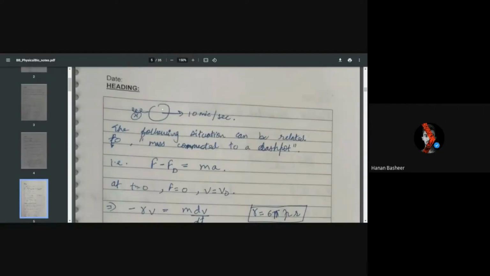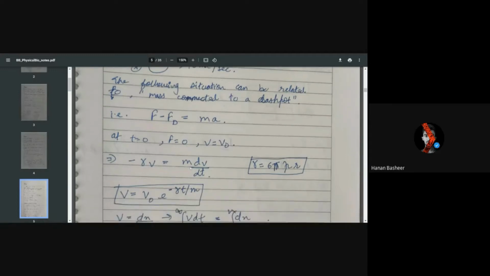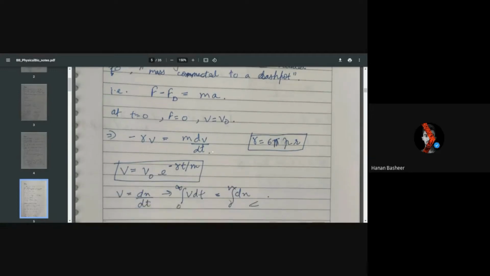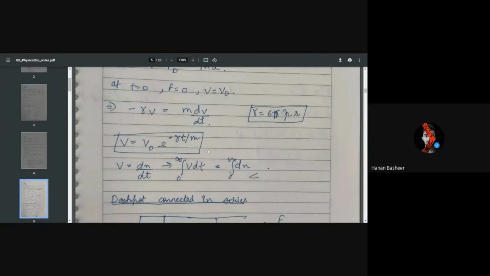If this is a bacterium and it is swimming, we use our same equation, that F minus drag force equals ma, neglecting the buoyant force. At t equal to 0, F equal to 0, and v equal to v naught. Plugging this into the equation, we get minus gamma v equal to m dv by dt. On solving this, we get a decay function with the coefficient v naught, decaying with the power of gamma t by m.